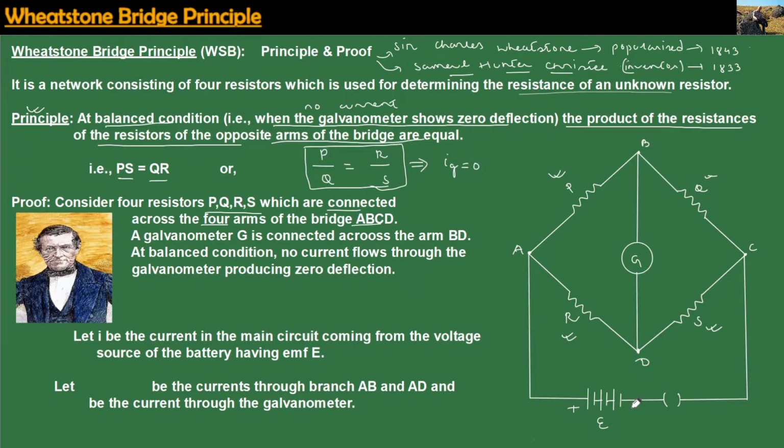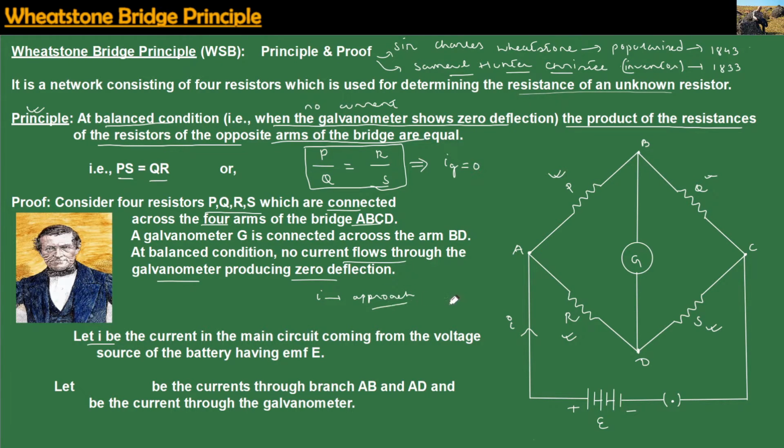Since the battery has EMF E, it will have potential, and these are the polarities of the battery, positive and negative. Once we close the circuit, current will flow. At balance condition, no current will flow to the galvanometer, producing 0 deflection. Let I be the current in the main circuit. This current I is approaching point A.